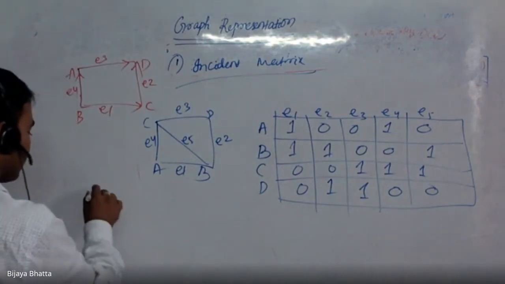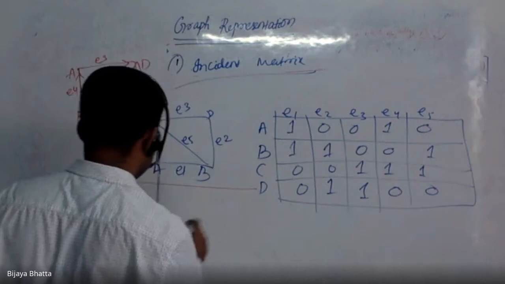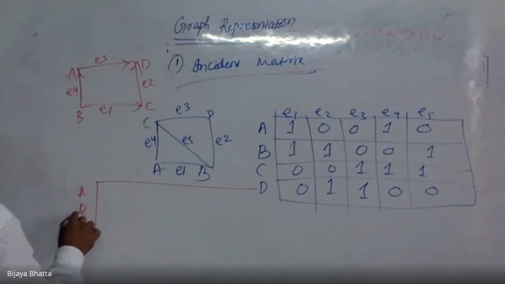So this is a little important thing in the case of a directed graph. So this is again going to be A, B, C, D.